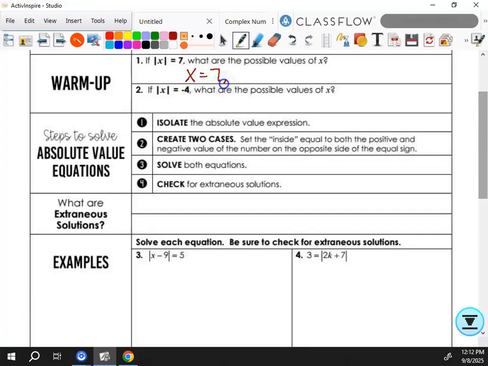7 and negative 7. Everybody agree with that? Because the absolute value means whatever's inside of it, whenever you're done doing whatever it is, it comes out positive, whether it was positive or negative.